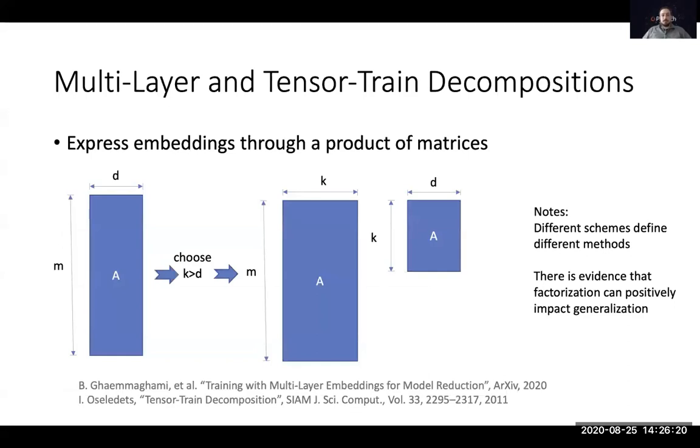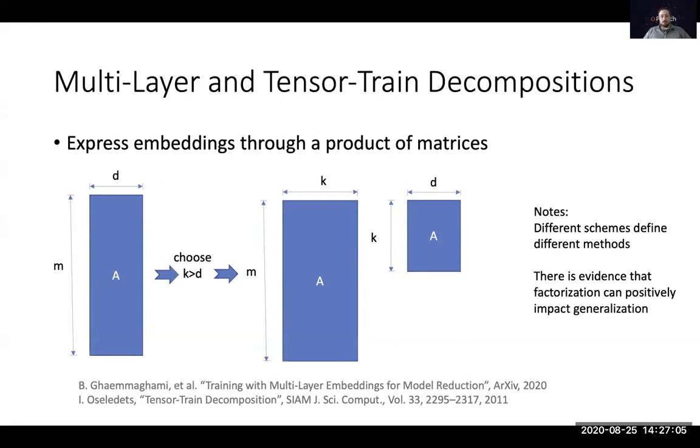Finally, I wanted to bring up other techniques that were developed by other people as recently as 2020 and as far back as 2011 that also can be used for refactoring embeddings. For example, if you look at training with multi-layer embeddings, we can try to represent our embedding with a larger dimension K and apply to it essentially a projection, another linear layer that brings it back to D.